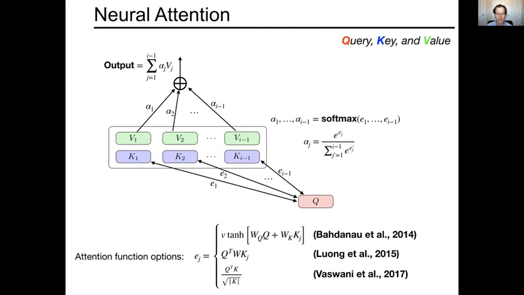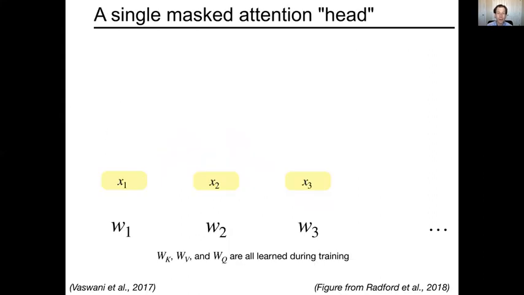How is this used in the transformer model? So the transformer has what are called multiple attention heads, and I'm going to show you the behavior of a single attention head. Okay, so let's say that we have 3 words in the context, and we're going to try to predict the next word.